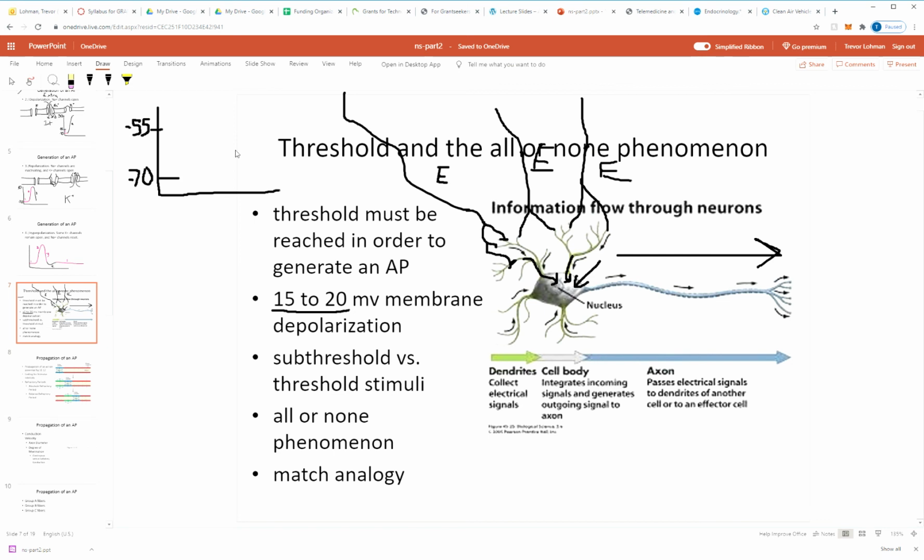So, to put that in practical terms, let's say we're looking at a pain neuron, a neuron in your index finger that senses pain, and you touch a warm coffee mug. That would be a subthreshold stimulus. Your temperature receptors would be firing, telling you, hey, this is warm, but your pain receptors would not be. It'd be subthreshold. But then say you touch fire, you touch a flame. That would activate your pain receptors. That would be a threshold stimulus. And your neuron would send action potentials to your spinal cord and then to your brain telling you, hey, this hurts. And the response would be to remove your finger. And that would be a series of action potentials that would coordinate that whole process.